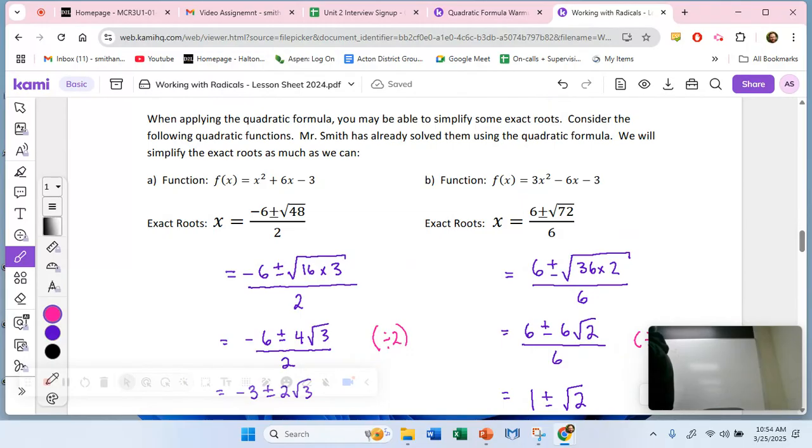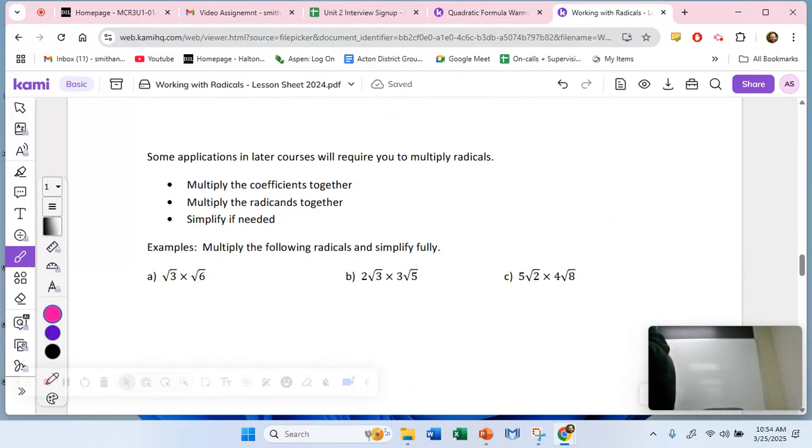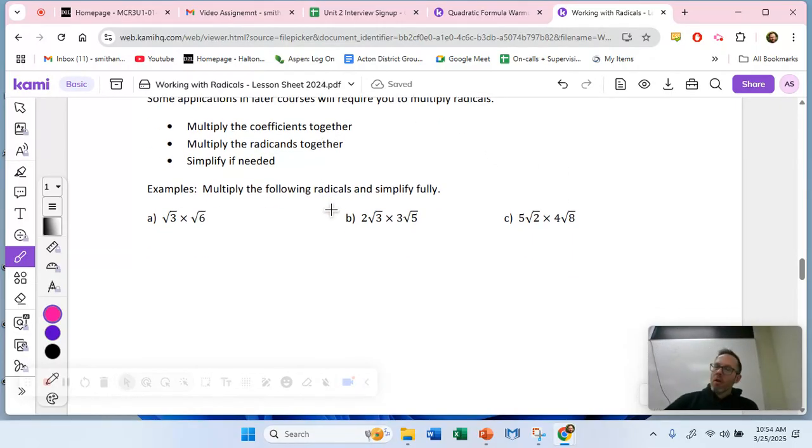All right, what else do we got? And this is what we'll wrap up with. Some applications in later courses, you have to multiply radicals together. Let's do a couple and let's tie in our simplifying tool. So you guys already know the root of 3 times the root of 6. That's the very first property we learned today. You could write that as the root of 18 using the property from before. 3 times 6 is 18.